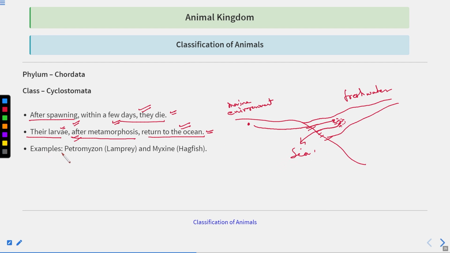The best examples of the cyclostomes are Petromyzon, commonly called the lamprey, and Myxine, called hagfish.